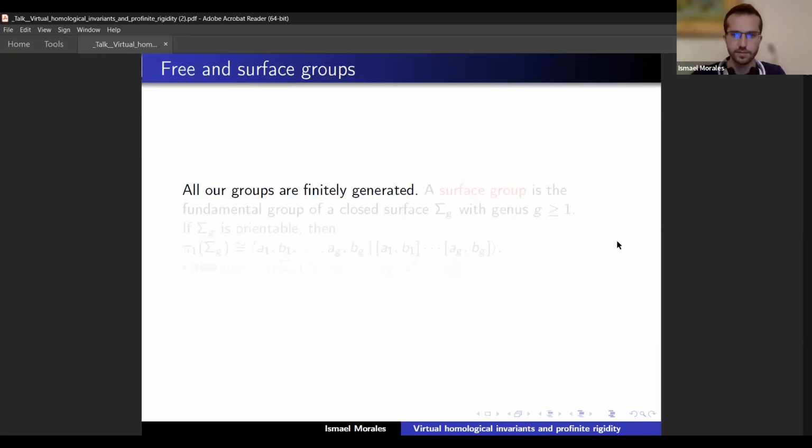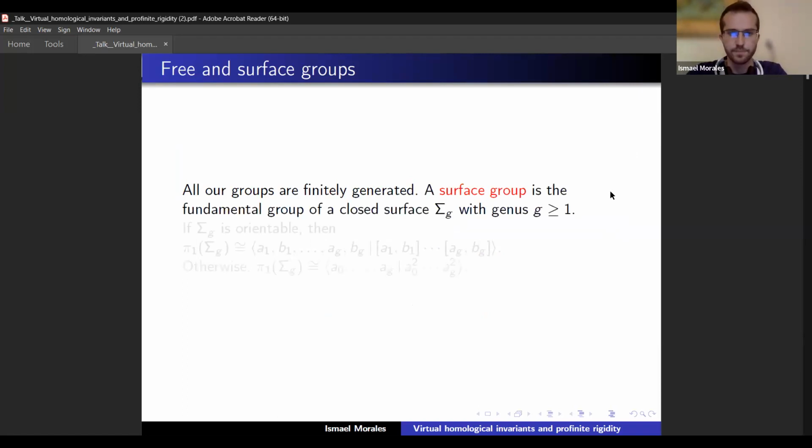Okay, so let's begin with this convention that all our groups are going to be finitely generated. If you want to talk about virtual invariants, another sensible convention is that they should be residually finite. But for the moment, it's not important because our examples are going to be very specific. A surface group will always mean the fundamental group of a closed surface of finite genus, let's say genus at least one. And let's recall that if the surface is orientable, then it has this one relator presentation.